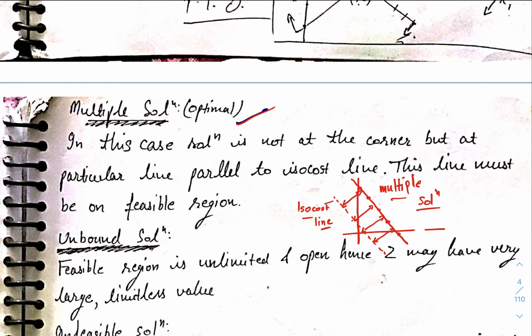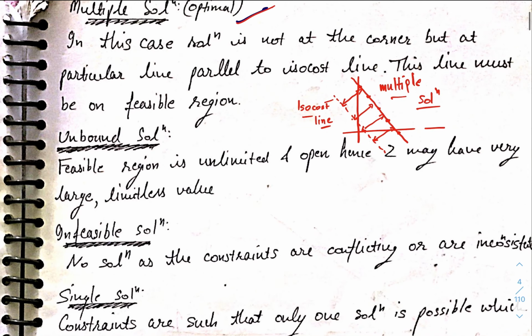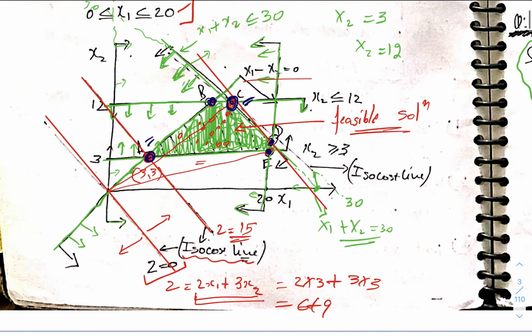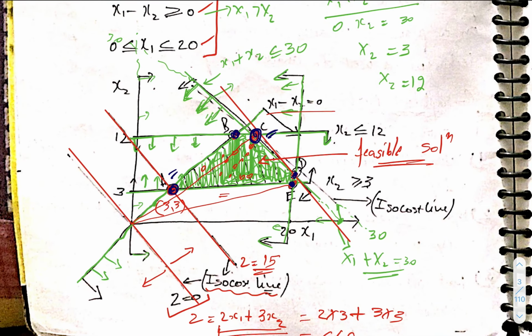This line must be in the feasible region. Yeah, obviously. Okay, so now the next is unbounded solution. What is an unbounded solution? The feasible region is unlimited and open, hence Z may have very large, limitless values. Sometimes, to get the optimal point, our region must be enclosed. Like in this case, I was getting this green shaded area, which was enclosed. So I know that this is my only feasible area, and my solution must lie at one of its boundaries or corner points. I just need to find that.